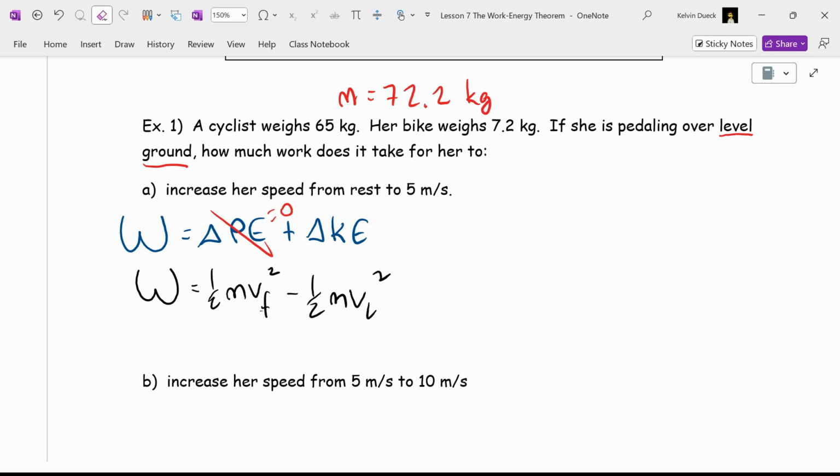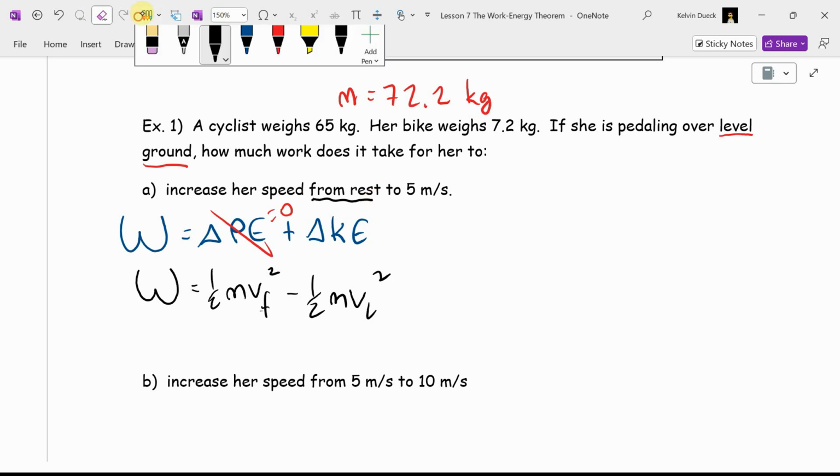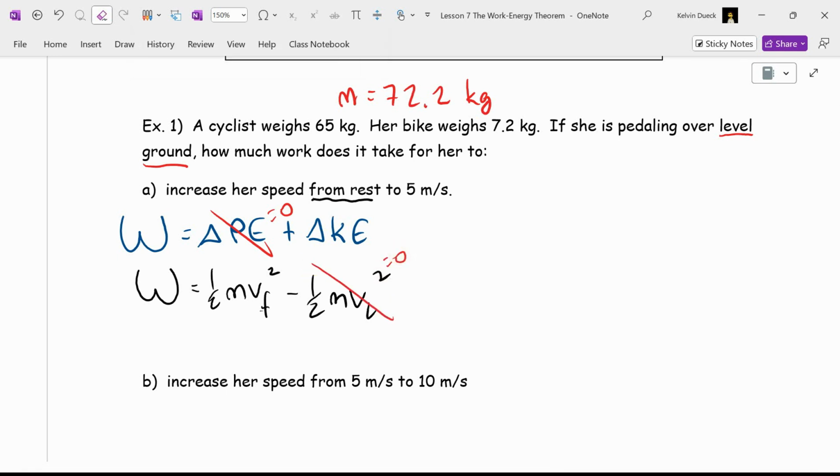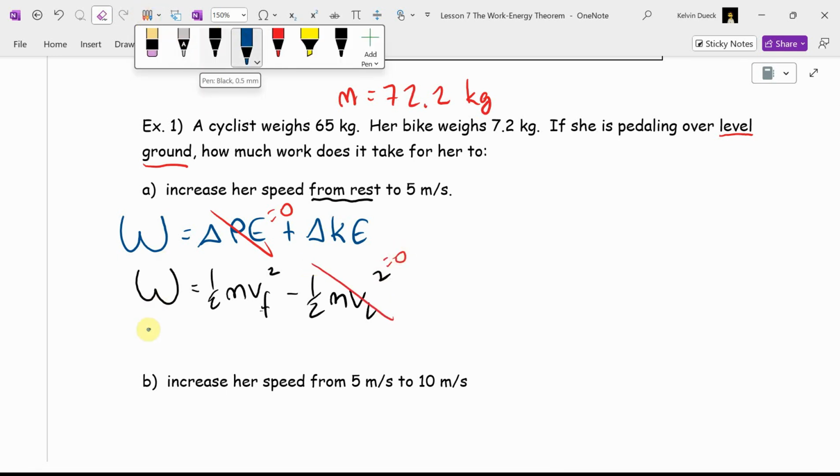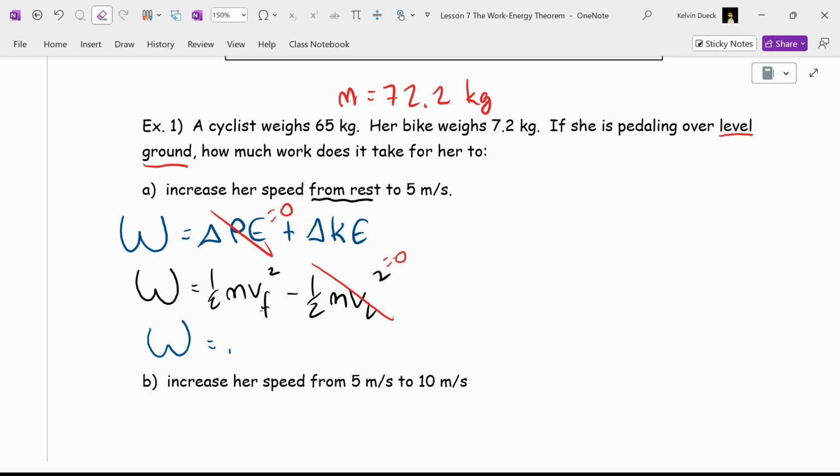In this case, Hannah, from rest, what does that tell me? Which one? So to go from 0 to 5 meters per second is going to be 0.5 times 72.2 times 5. Don't forget the squared, which is what?